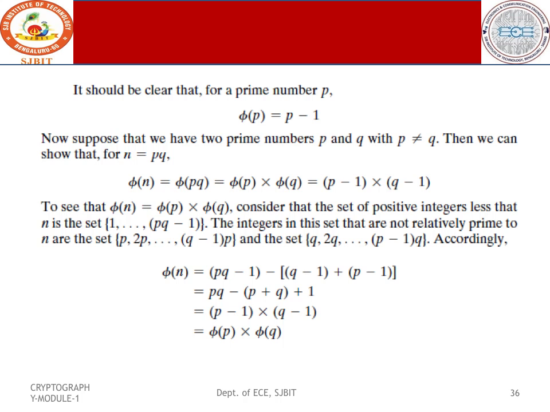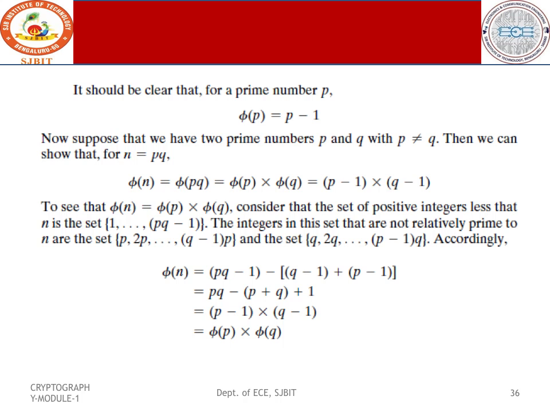To see that φ(n) is equal to φ(p) times φ(q), consider that the set of positive integers less than n is the set. So the integers in this set that are not relatively prime to n are the set, and the set q, 2q, up to (p minus 1) times q.